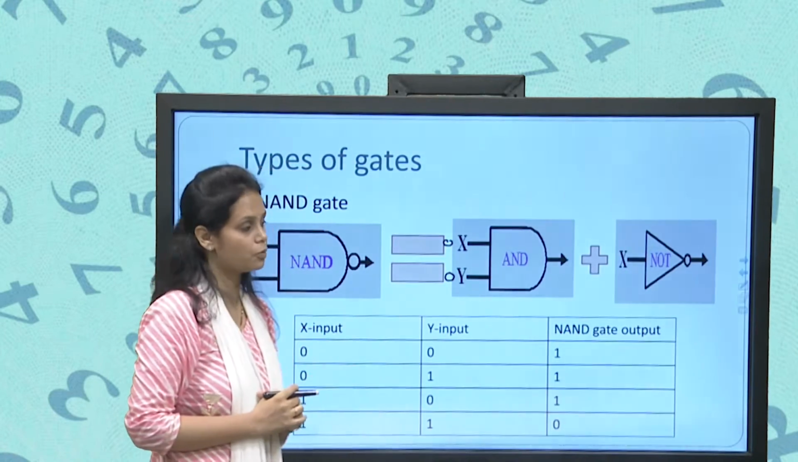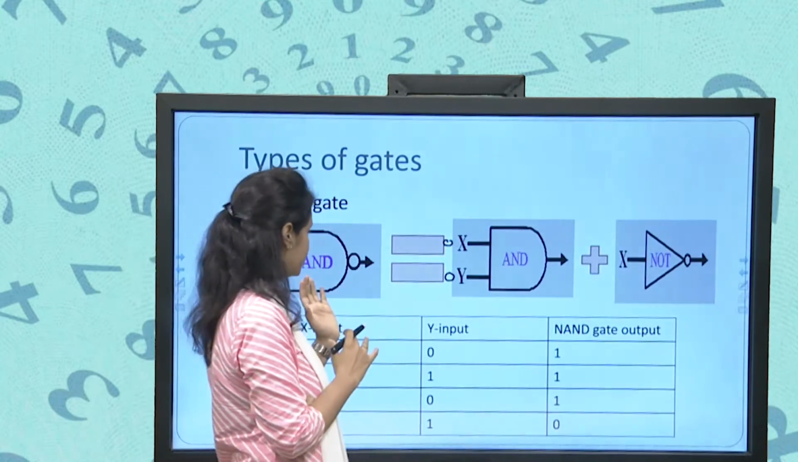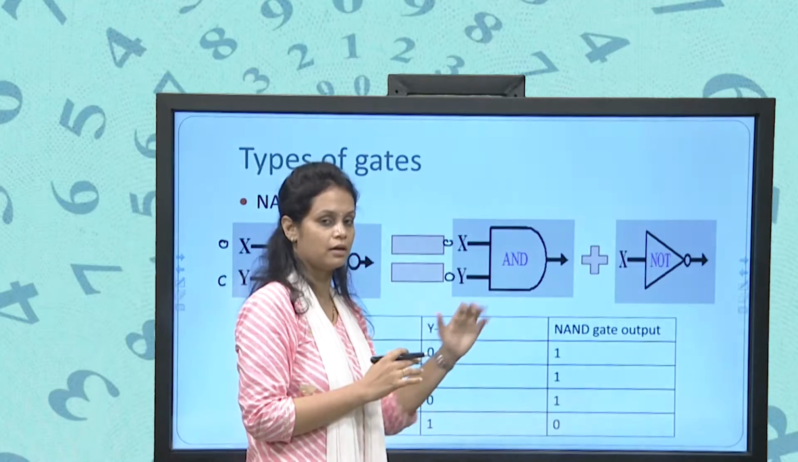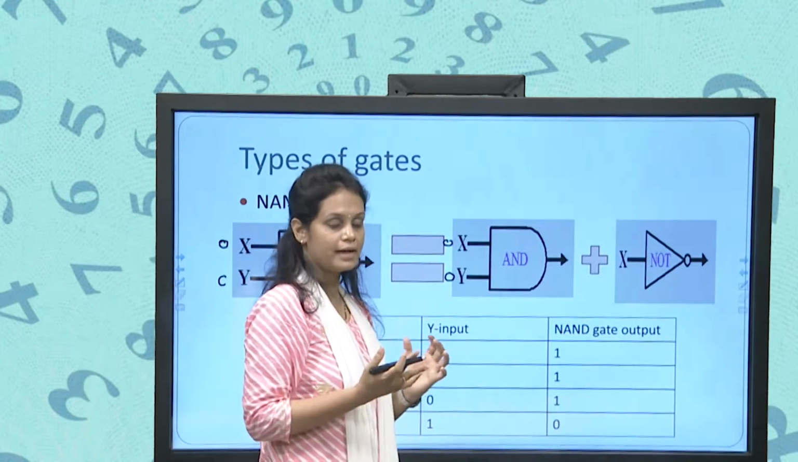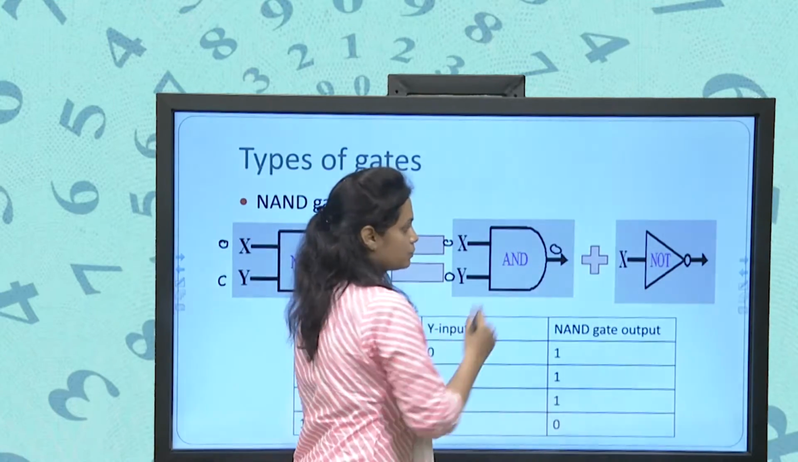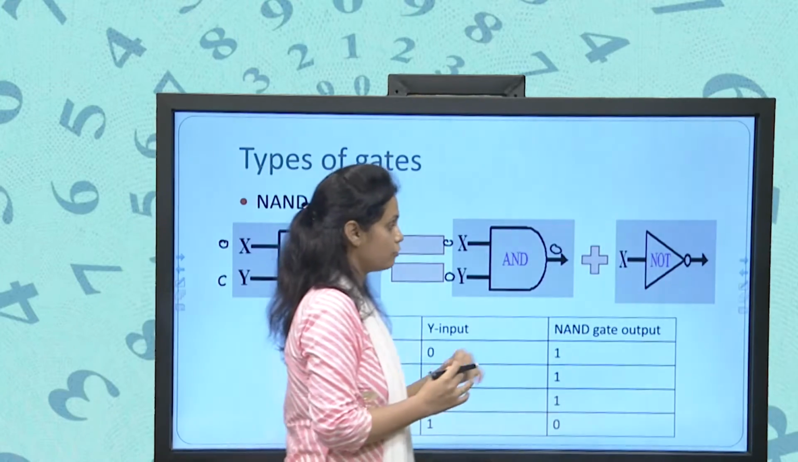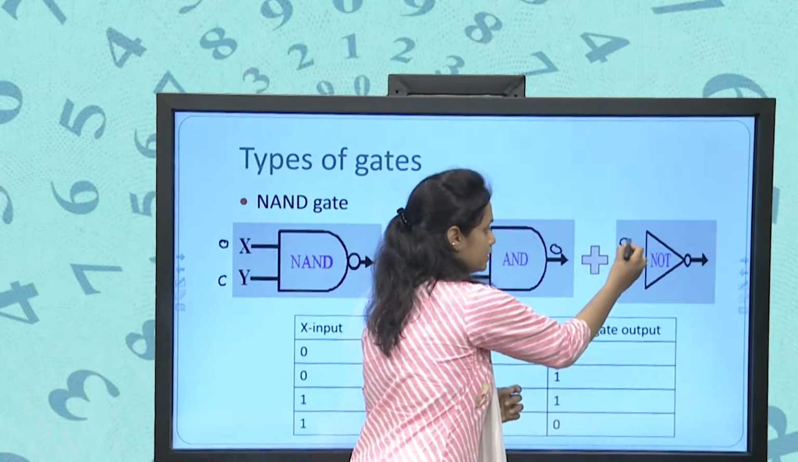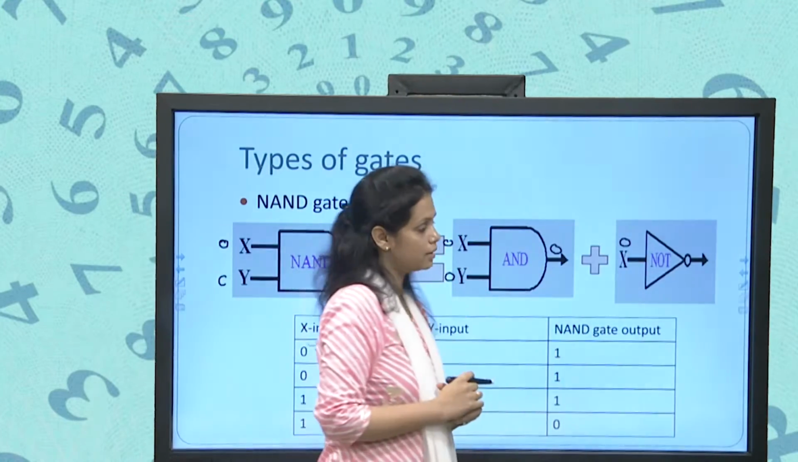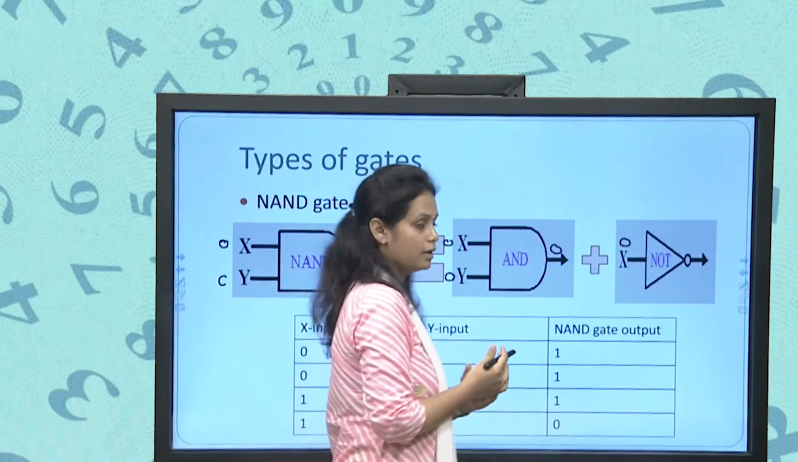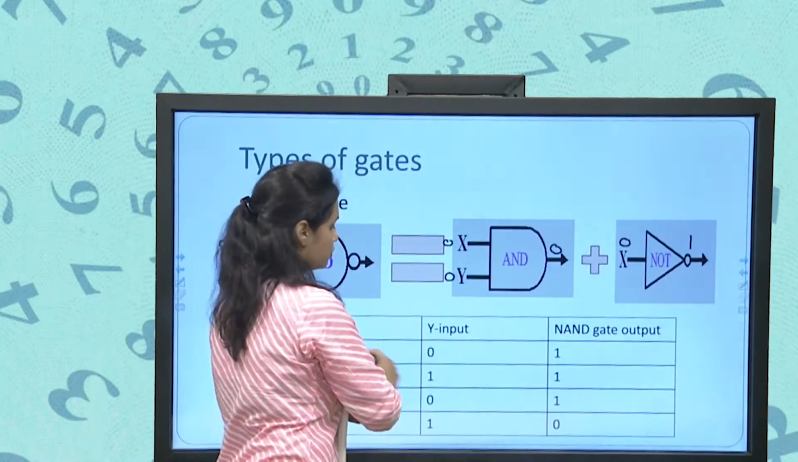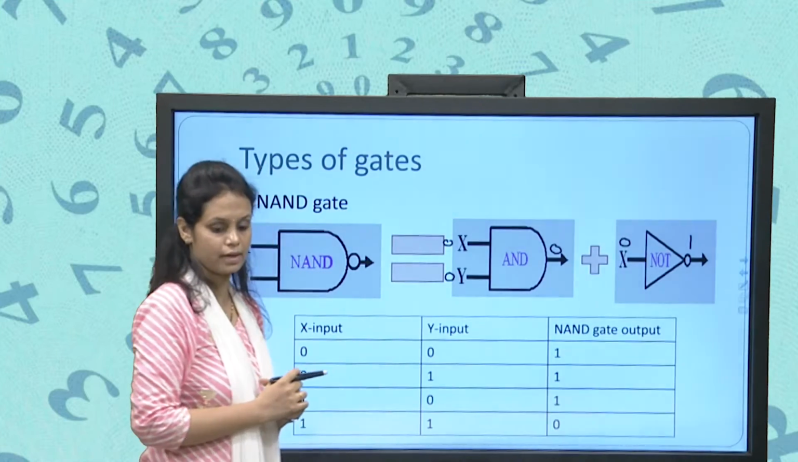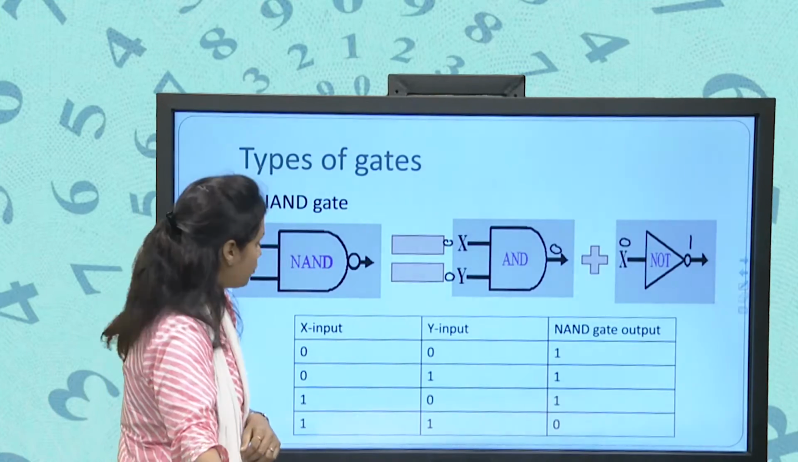So what is the output of the AND gate? The NAND gate will first perform the AND operation and then the NOT operation. If the input is 0 0, obviously the AND gate will give the output 0. Now we take the input 0 to the NOT gate. If the input is 0, it will make 1. So the final output is 1.